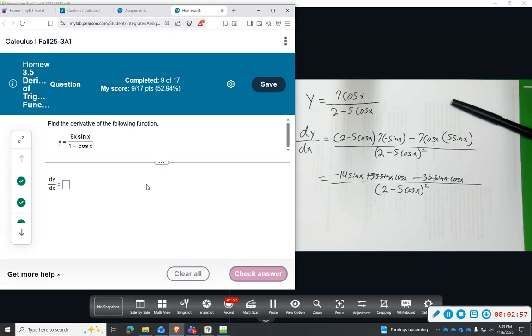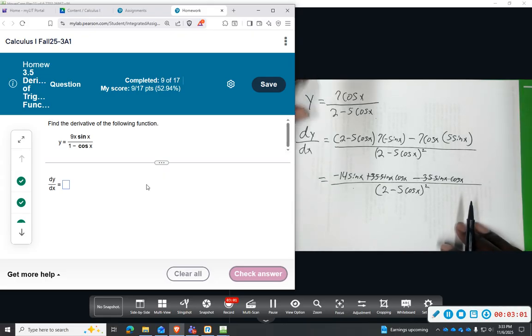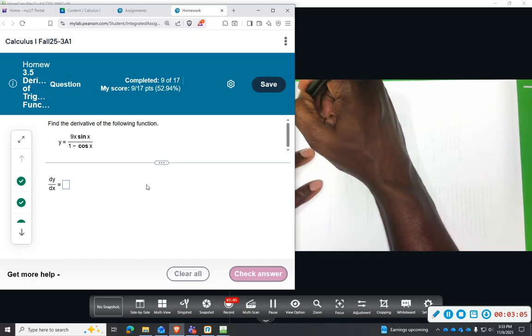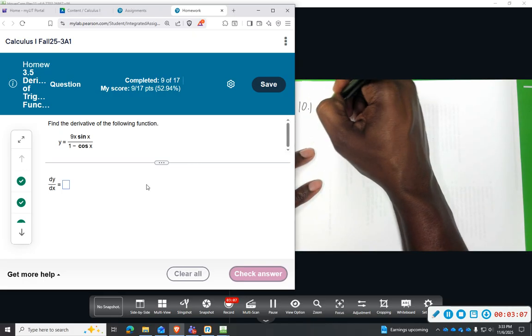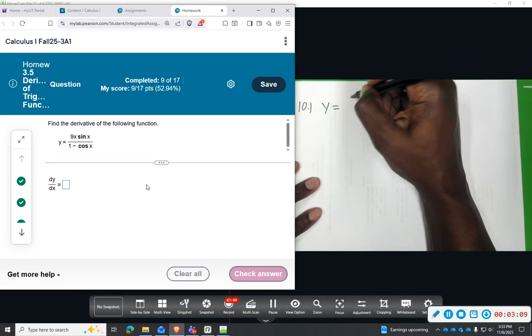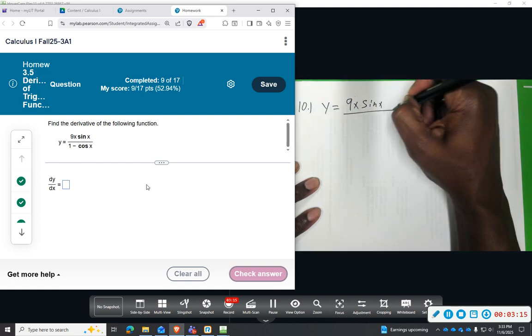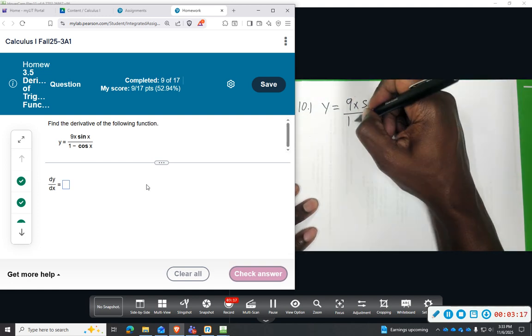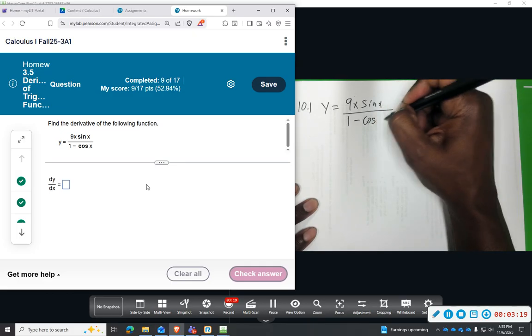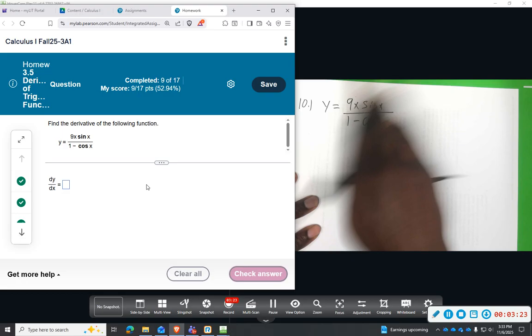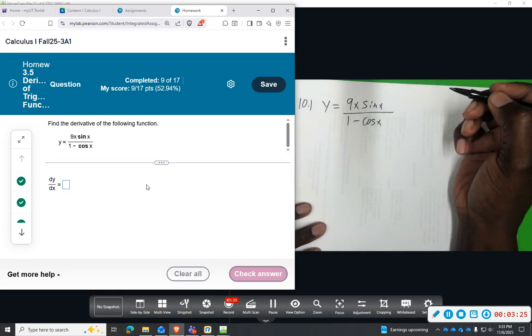All right, number 10. Similar problem, we're going to find the derivative. We have 9x sine of x over 1 minus cosine of x. So here we're going to do quotient and the product rule. We got a product in the numerator.